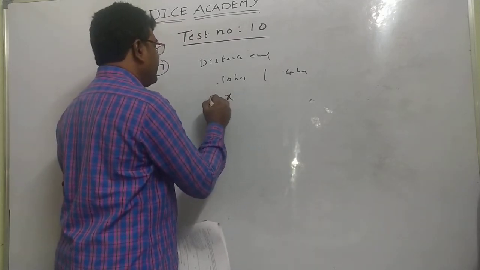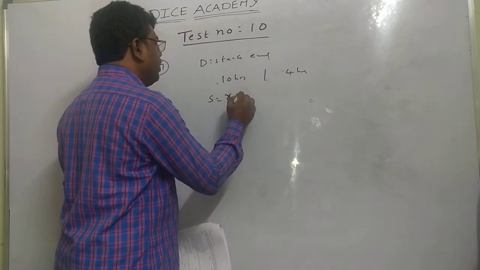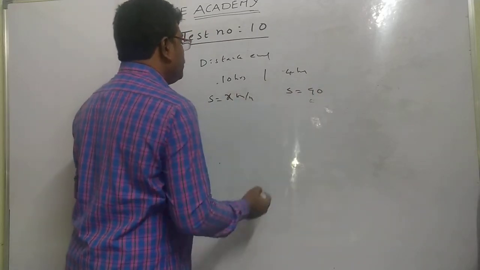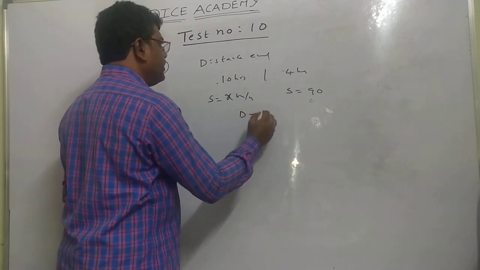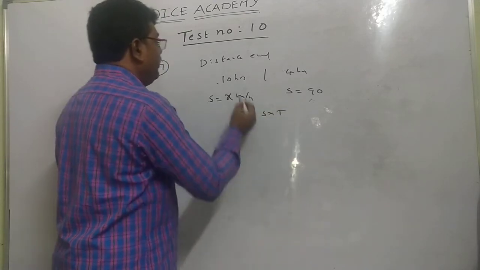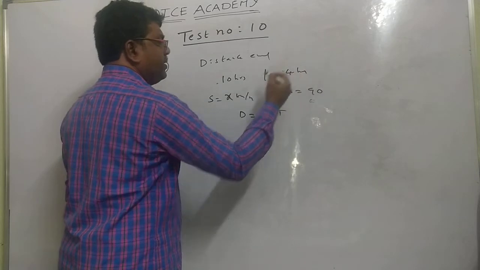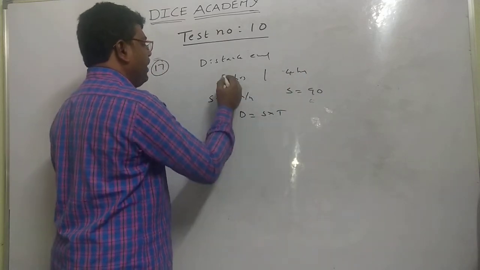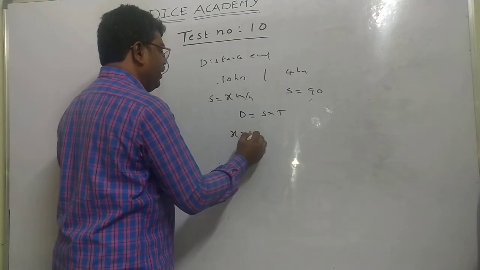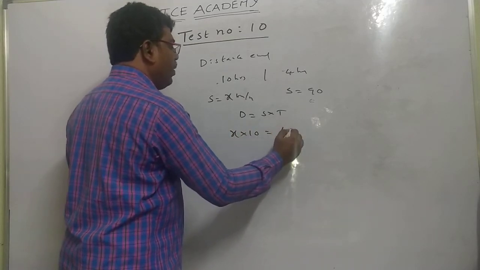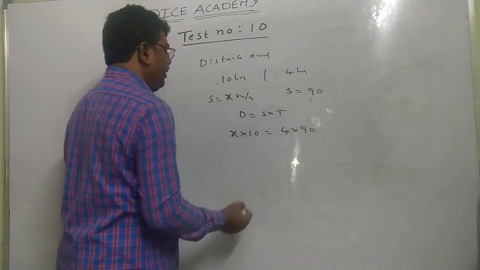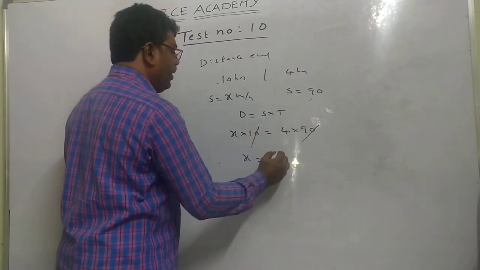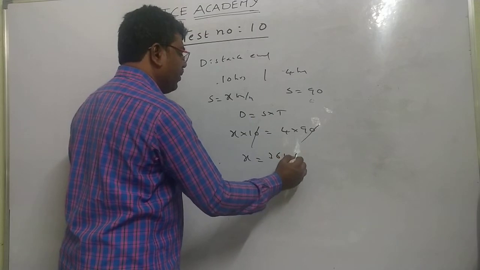we assume the speed as x kilometers per hour. Here the speed is given as 90. So now what is the formula for the distance? The distance d is equal to speed into time. This distance is equal to this distance because distances are equal. Therefore x into 10 is equal to 4 into 90. So 0 cancels, x is equal to 4 into 9, which is 36 kilometers per hour, the required answer.